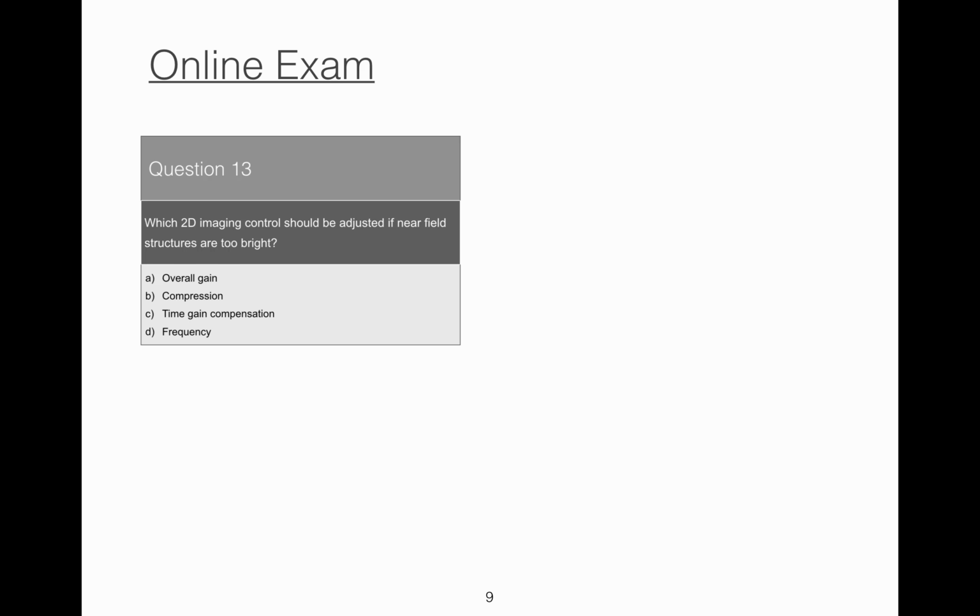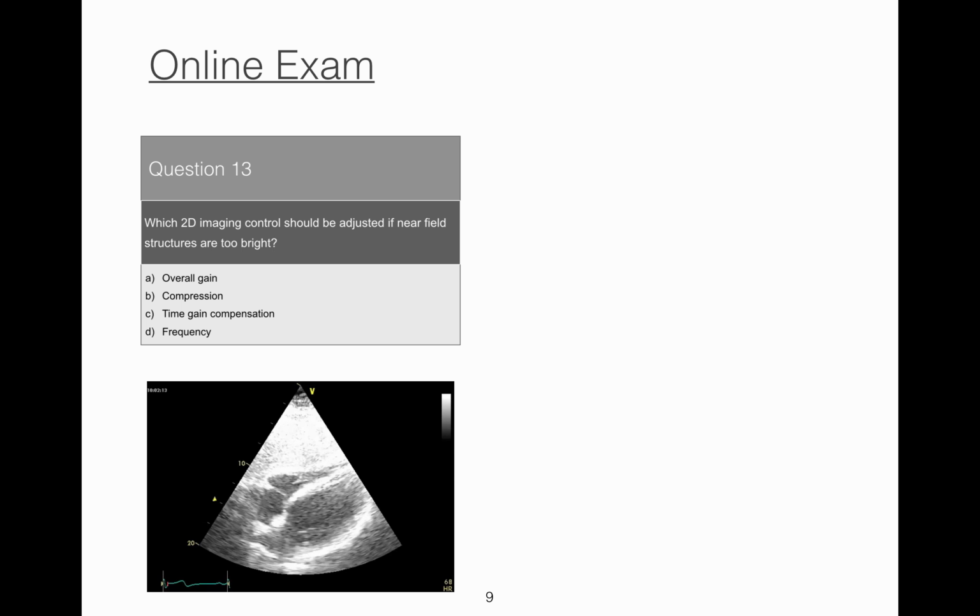Question 13. Which 2D imaging control should be adjusted if near-field structures are too bright? Time gain compensation, TGC, is the only option that enables specific control of brightness in the near field.